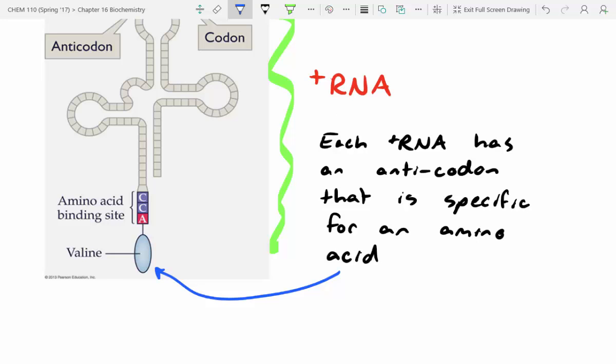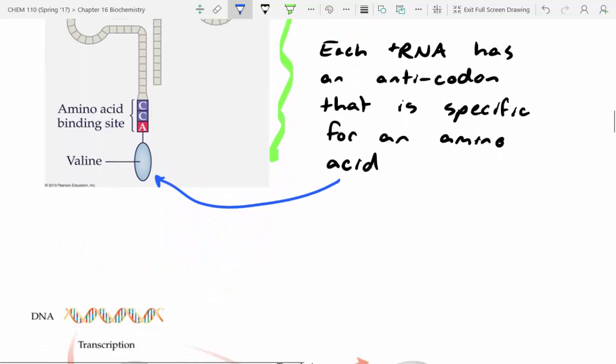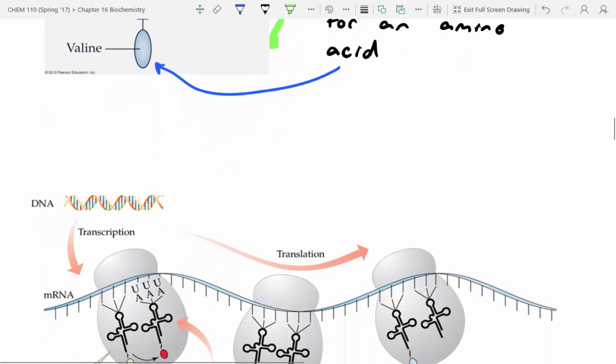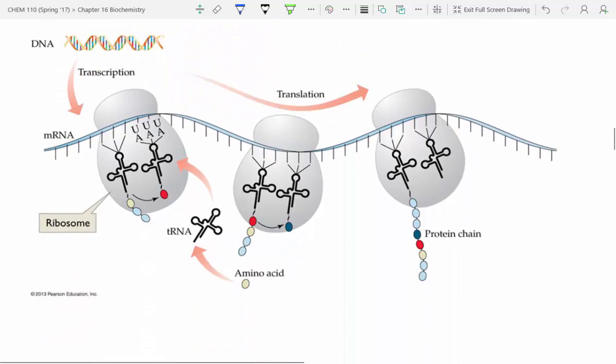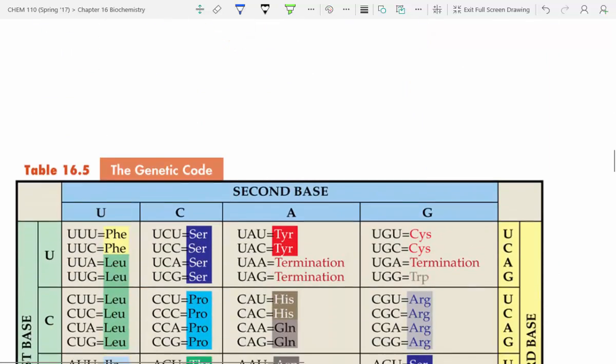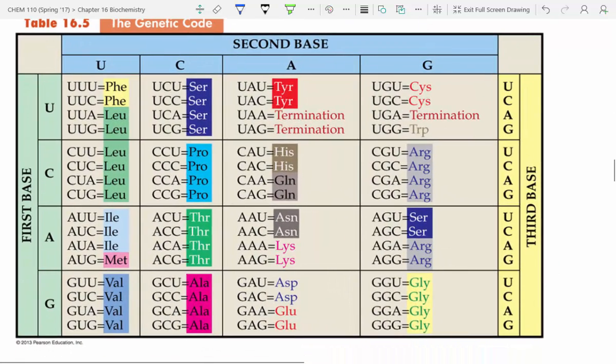Okay, so let's take a look at a table here. And I'll show you guys this table, and then we'll come back to this. So this table basically tells you what amino acid belongs where. However, this table does get a little bit confusing.